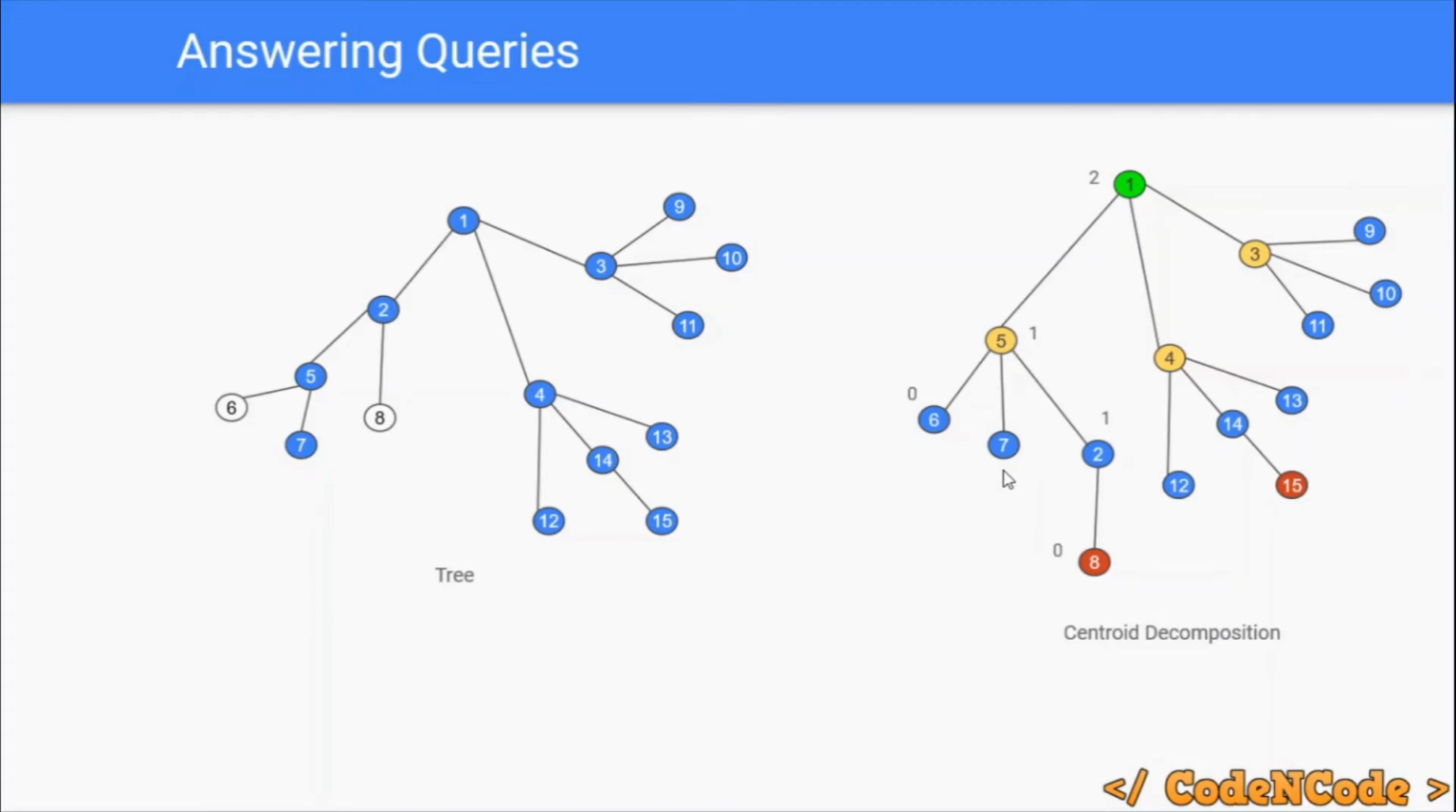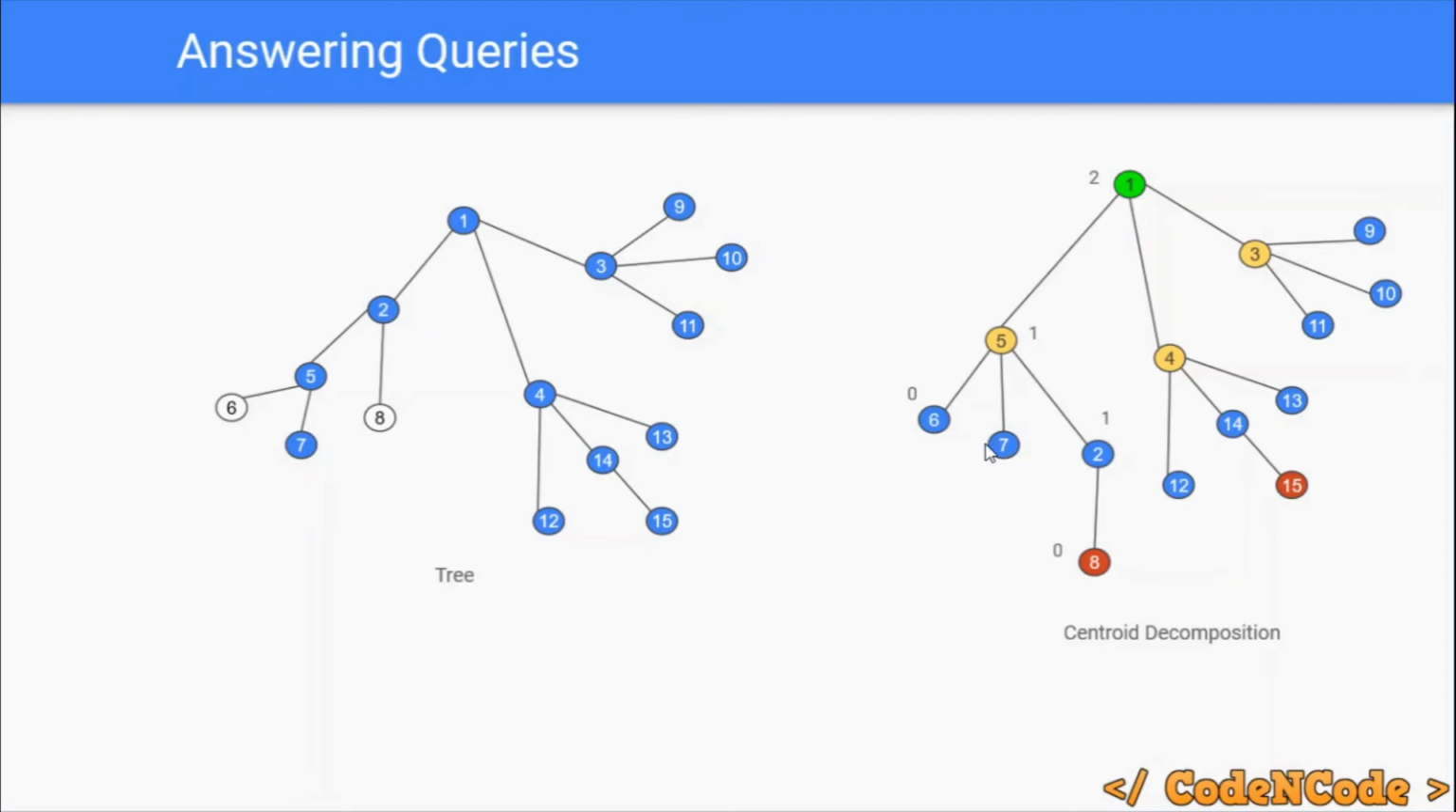So the answer becomes infinity. Now we move on to 5. Now what is the nearest node from 5? What is the nearest white node from 5? So you see, the distance of the nearest white node from 5 is 1, and the distance between 7 and 5 is 1. So the nearest white node from 7 would come out to be at distance 2, right?